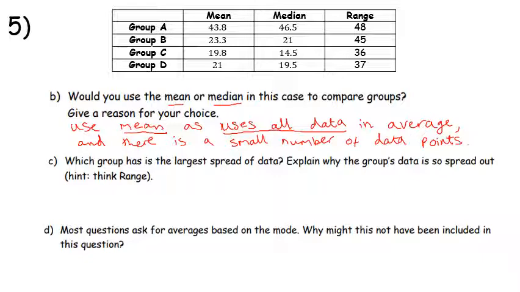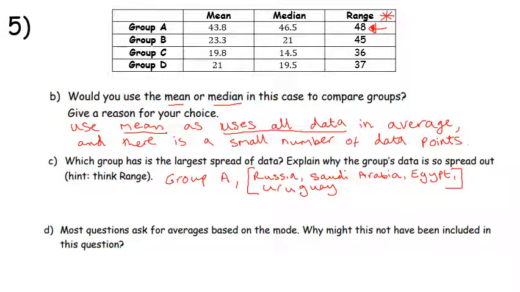Okay, so part C is asking which group has the largest spread of data, and explain why the group's data is so spread out. So when we're talking about spread, we're talking about the range, okay? So the range, remember in our lesson previously, we were talking about how consistent groups of data were. So the number that has the largest spread of data is this category here. We're looking for the largest number, which is group A.